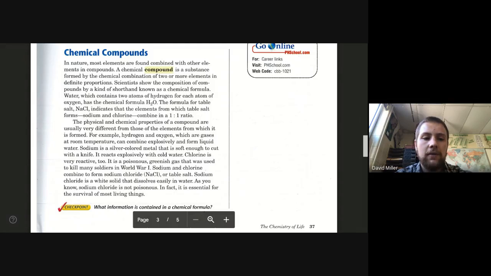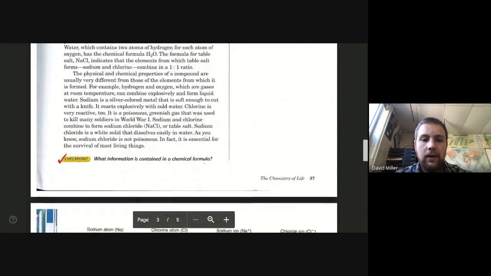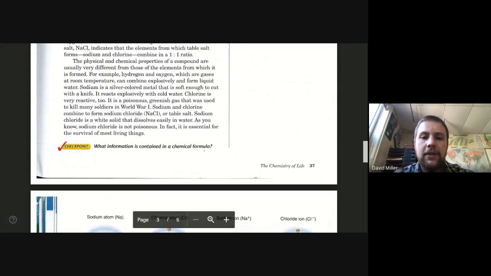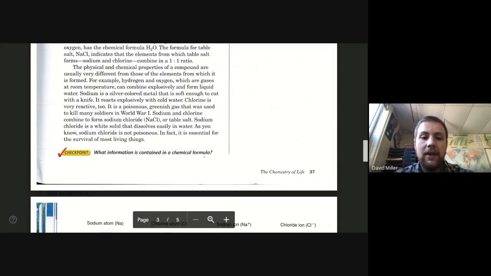The formula for table salt, NaCl, indicates that the elements from which table salt forms, sodium and chlorine, combine in a 1-to-1 ratio. The physical and chemical properties of a compound are usually very different from those of the elements from which it is formed. For example, hydrogen and oxygen, which are gases at room temperature, can combine explosively and form liquid water.